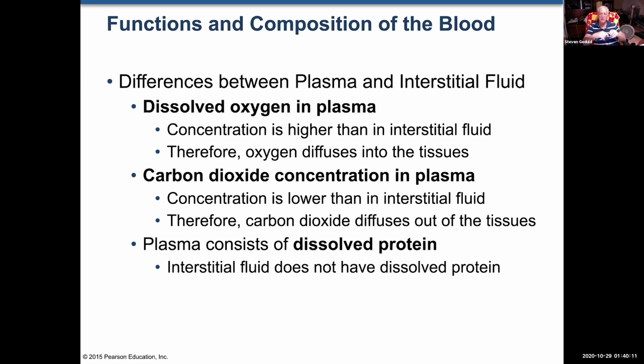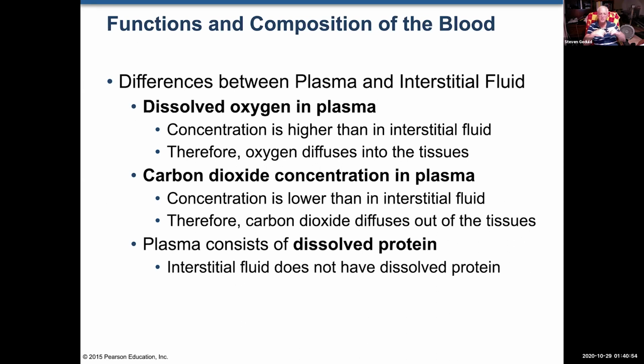Okay. Carbon dioxide concentration. The concentration is lower than in interstitial fluid. So in the plasma, the CO2 content is lower, so carbon dioxide flows from the interstitial fluid back into the bloodstream to get rid of the carbon dioxide, because the cells use up the oxygen and produce carbon dioxide and water. Right? So they produce carbon dioxide back into the interstitial fluid. So the CO2 level is higher in the interstitial fluid and lower in the blood vessel. So CO2 flows by diffusion from the interstitial fluid into the blood vessels. So it gets taken away from the cells. Right? I guarantee you'll see that on your exam.